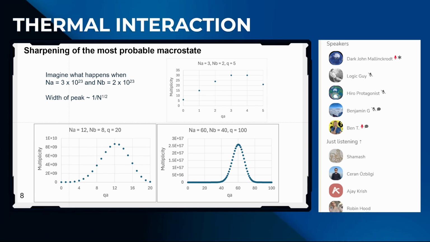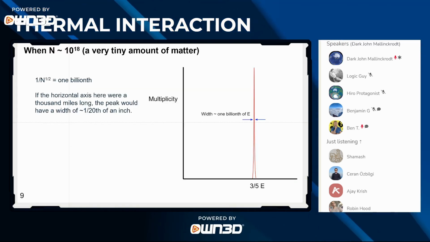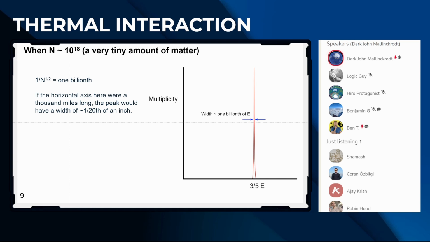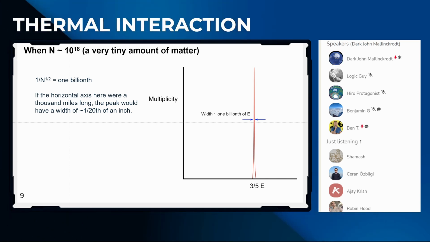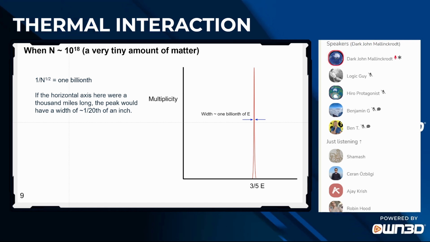And when we go to slide 9, if I talk about when n equals 10 to the 18th, once again, I've kind of screwed things up here. But the square root of 10 to the 18th is a billion. So 1 over a billion is a billionth, and it should have been 1 billionth of the total energy there. The peak comes in very sharp on 60% of the total energy.